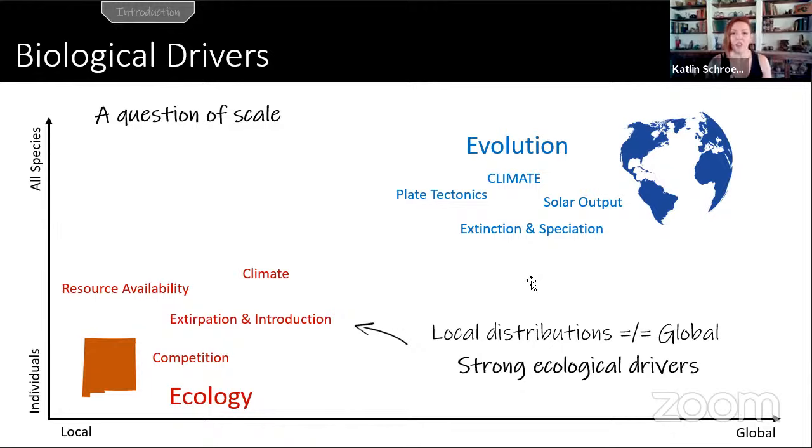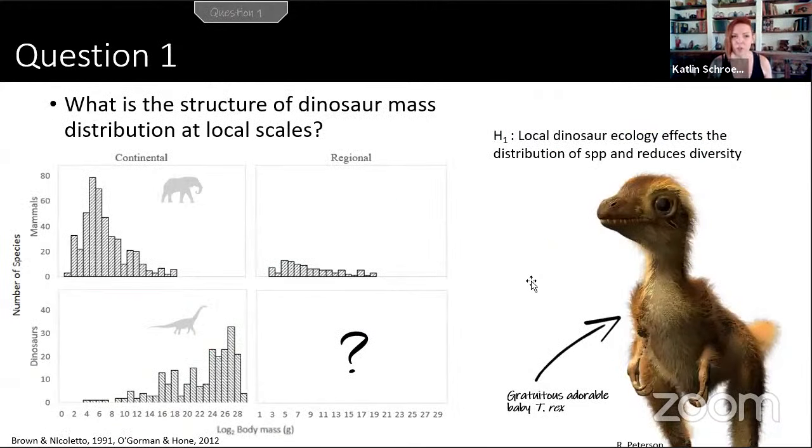So conversely, if we want to look at ecology, we know that small scale distributions, so the local community distributions, are reflective of ecological drivers that happen because of the interactions between species or even between individuals within a species that are happening over small areas and relatively quickly. So importantly, we know that if the body size distributions of dinosaurs at the small scale, at the local scale, don't look like the global distribution, there's a pretty good chance that there's something going on ecologically that's causing that difference. So this brings us to our first real question.